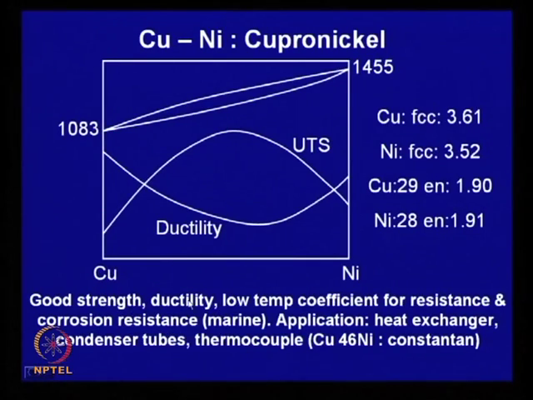This material, apart from the strength and ductility combination, has a low temperature coefficient of resistance, and it has good corrosion resistance. So, therefore, it is used for a number of marine applications like heat exchangers and condenser tubes. It is also used as a thermocouple. The copper-constantan thermocouple, that constantan is made up of copper and 46% nickel.